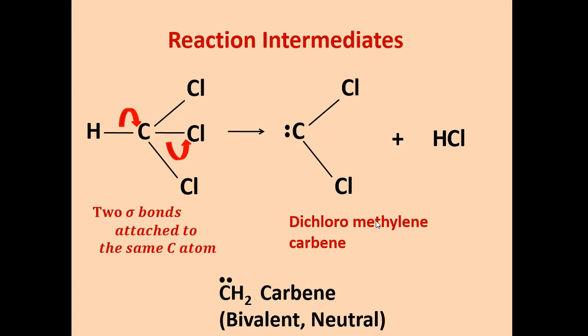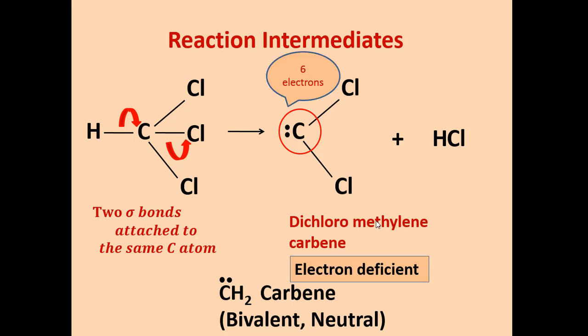Look at the carbon having a lone pair. You have two bond pairs and one lone pair, and so three pairs of electrons. That means 6 electrons instead of 8 electrons, and so this is also electron deficient. In general, reaction intermediates are electron deficient.